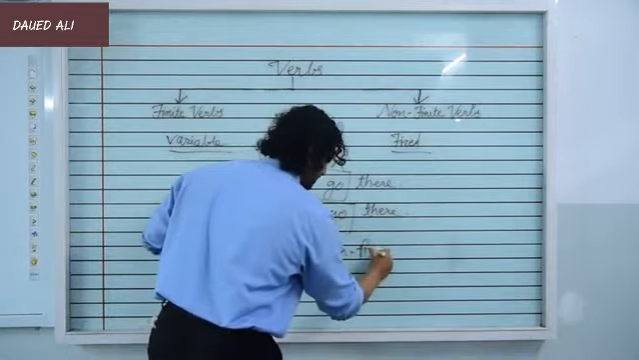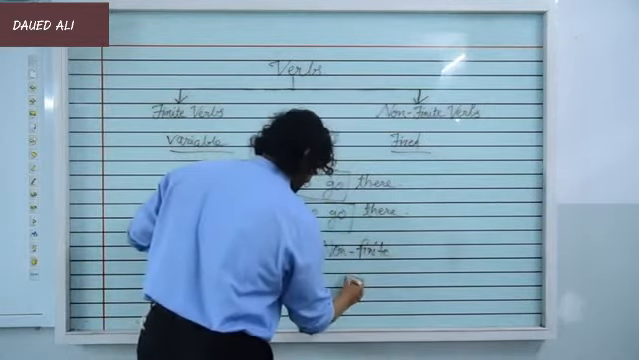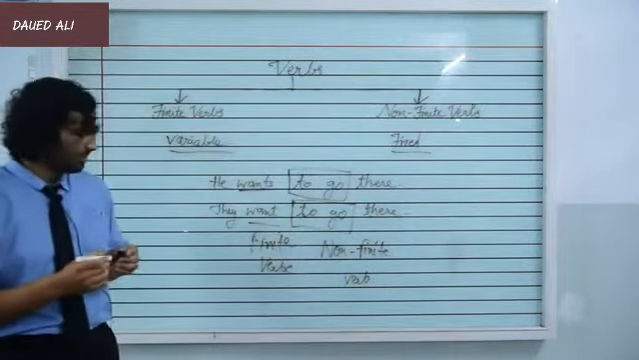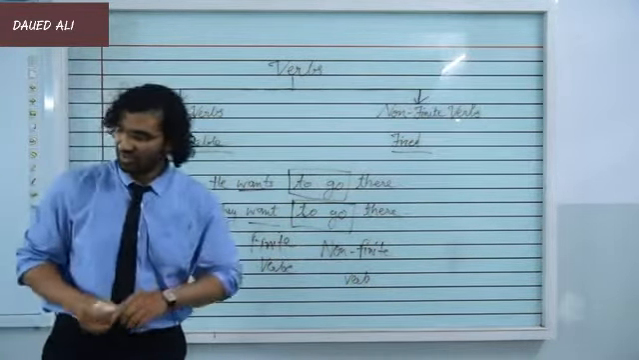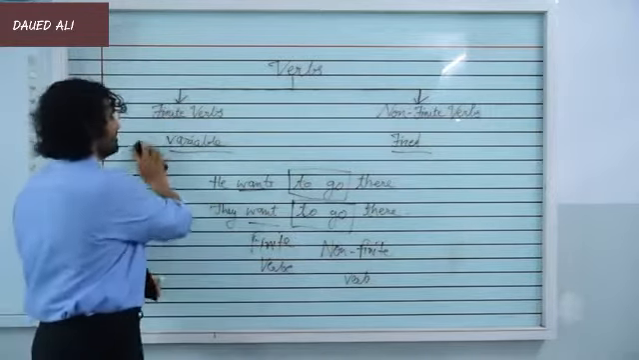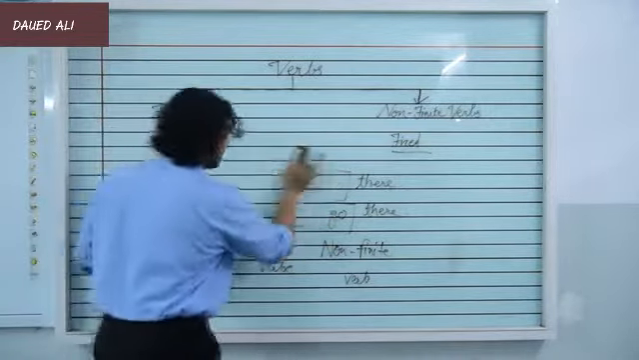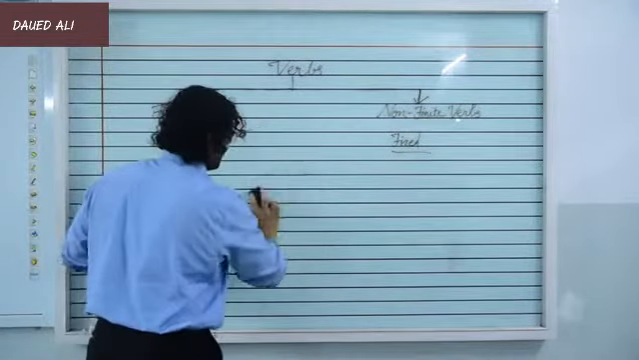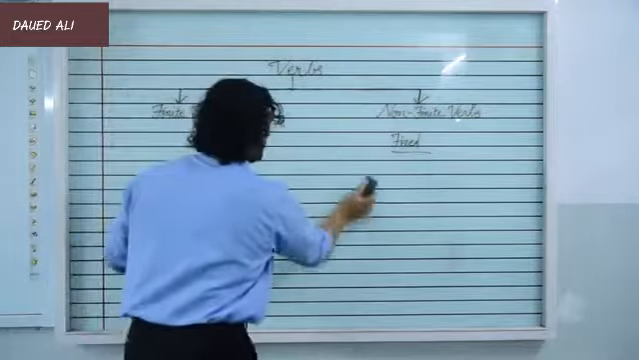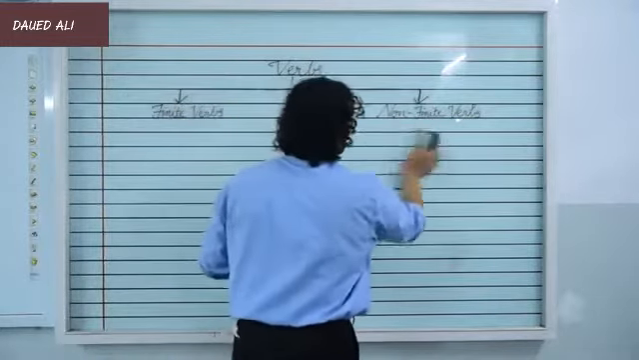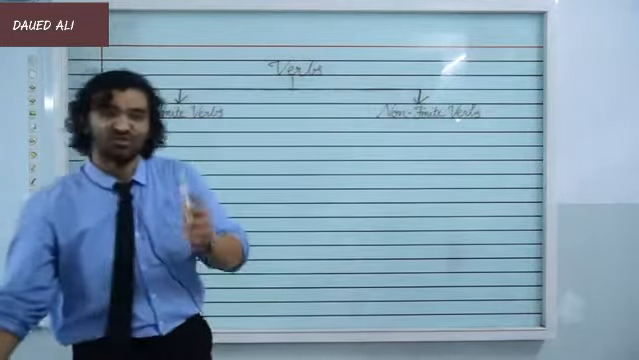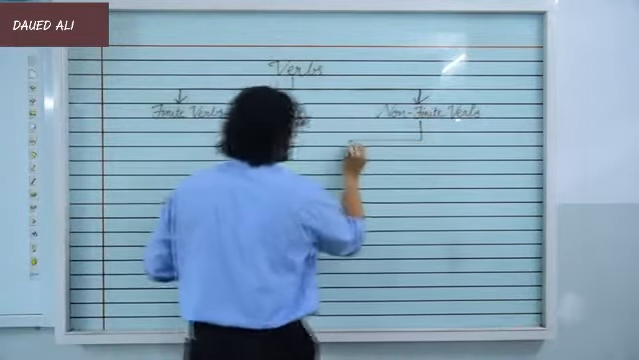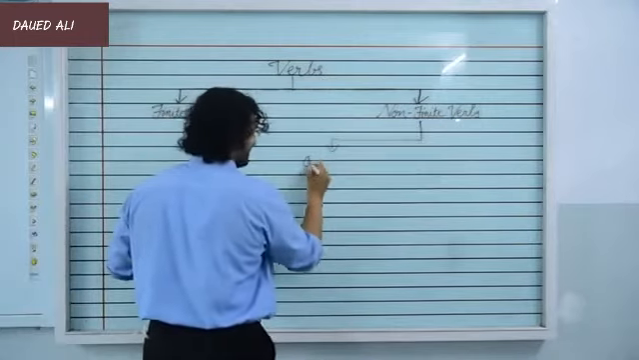Those verbs which do not change with the change in subject, they are non-finite verbs. Alright? Non-finite verbs can be categorized into three more categories. You might be amazed to know about this, but this is what the truth is. We are going to go into the detail of non-finite verbs. So please be with me, don't go anywhere. Non-finite verbs can be divided into three more categories.